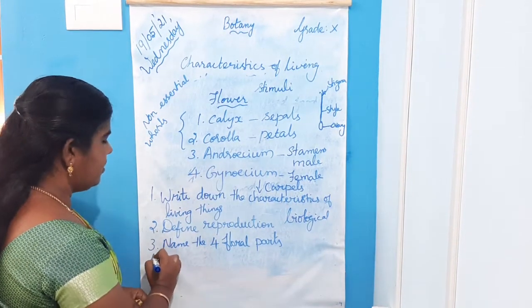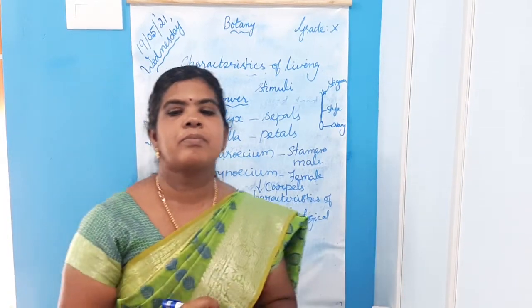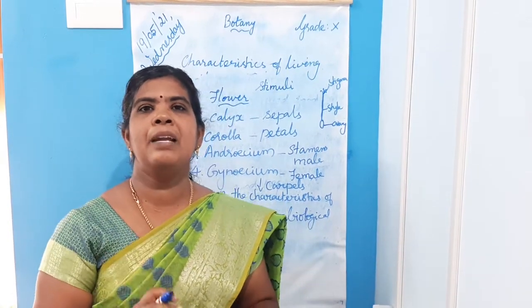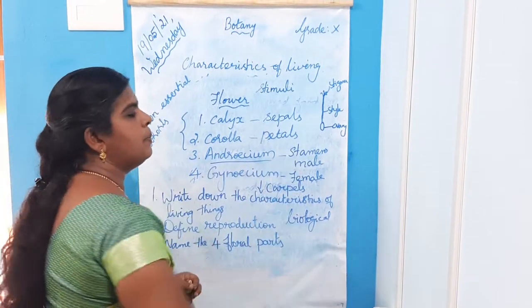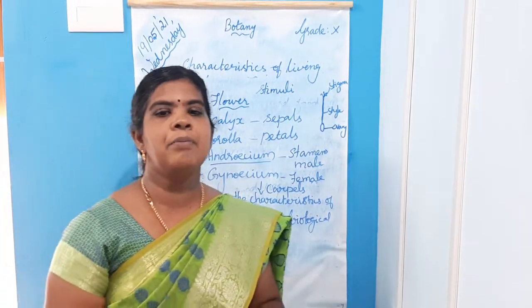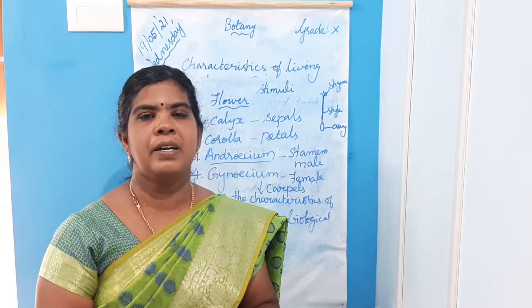Next question you are writing: name the male part of the flower. What is it? Androecium. Write down the correct spelling. Androecium is the male part of the flower.